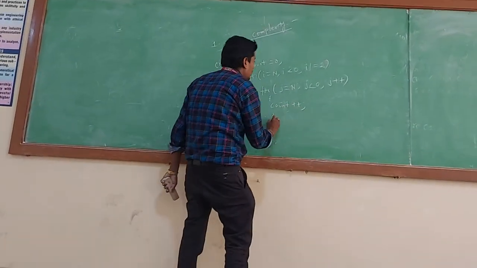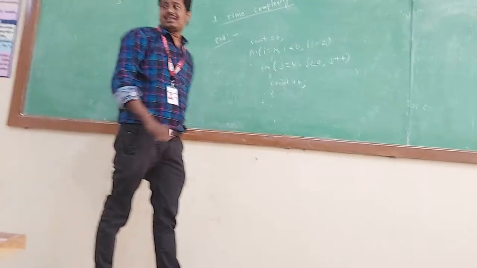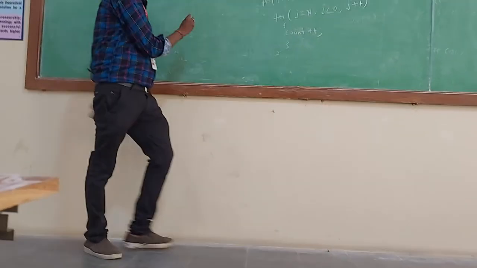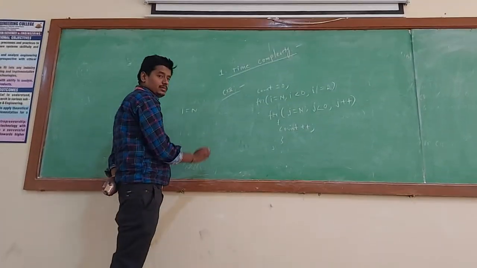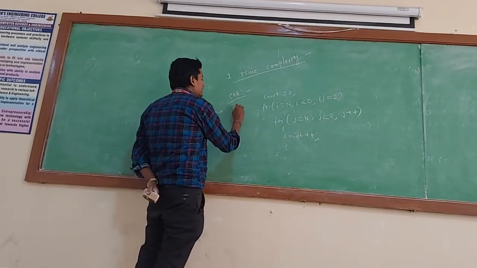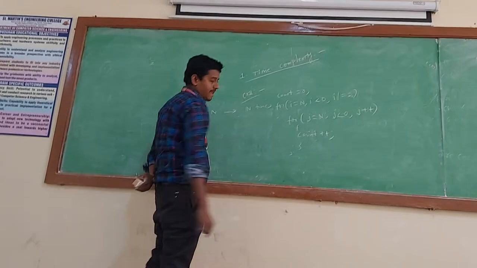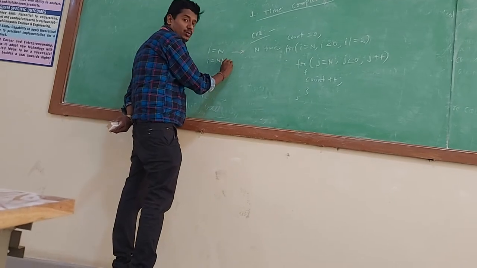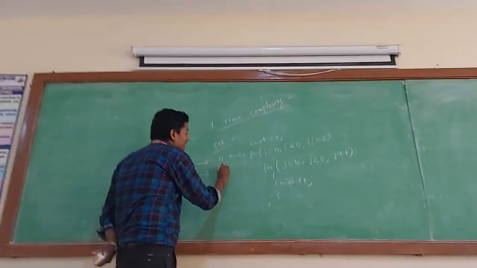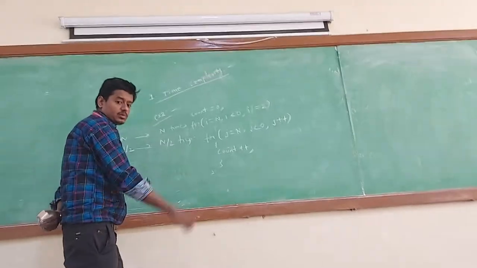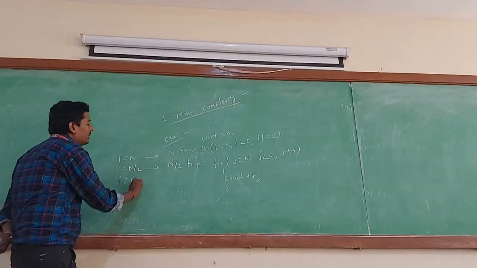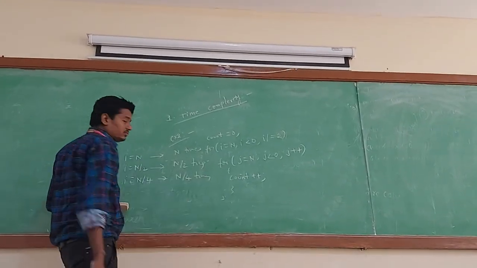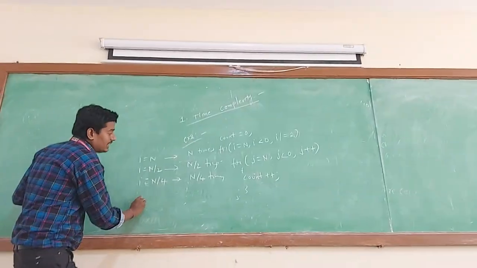Now if we want to find out the time complexity for this algorithm, what we have to do is this: when i is equal to n, it executes n times. When i is equal to n by 2, it takes n by 2 times. When i is equal to n by 4, it takes n by 4 times. And so on, until it executes one time.